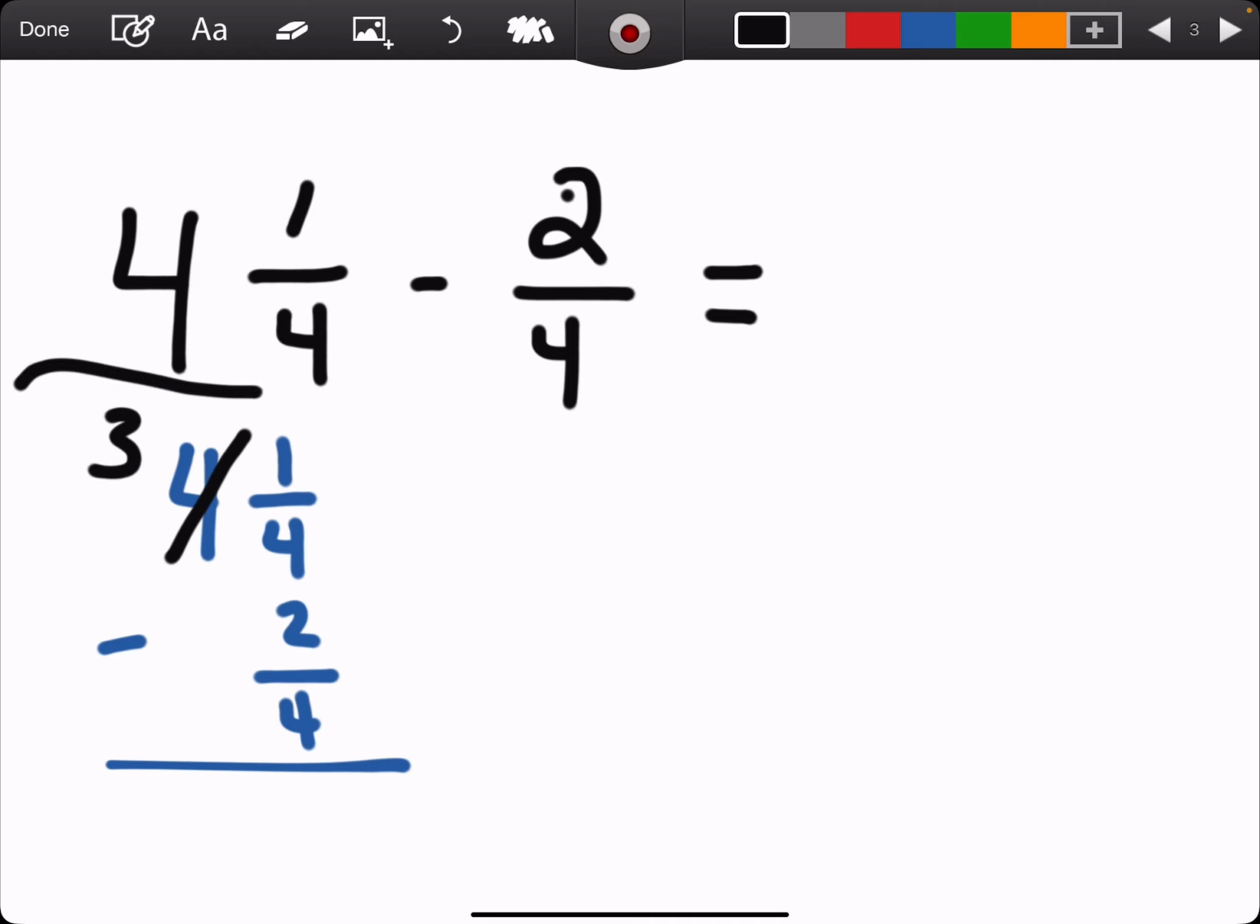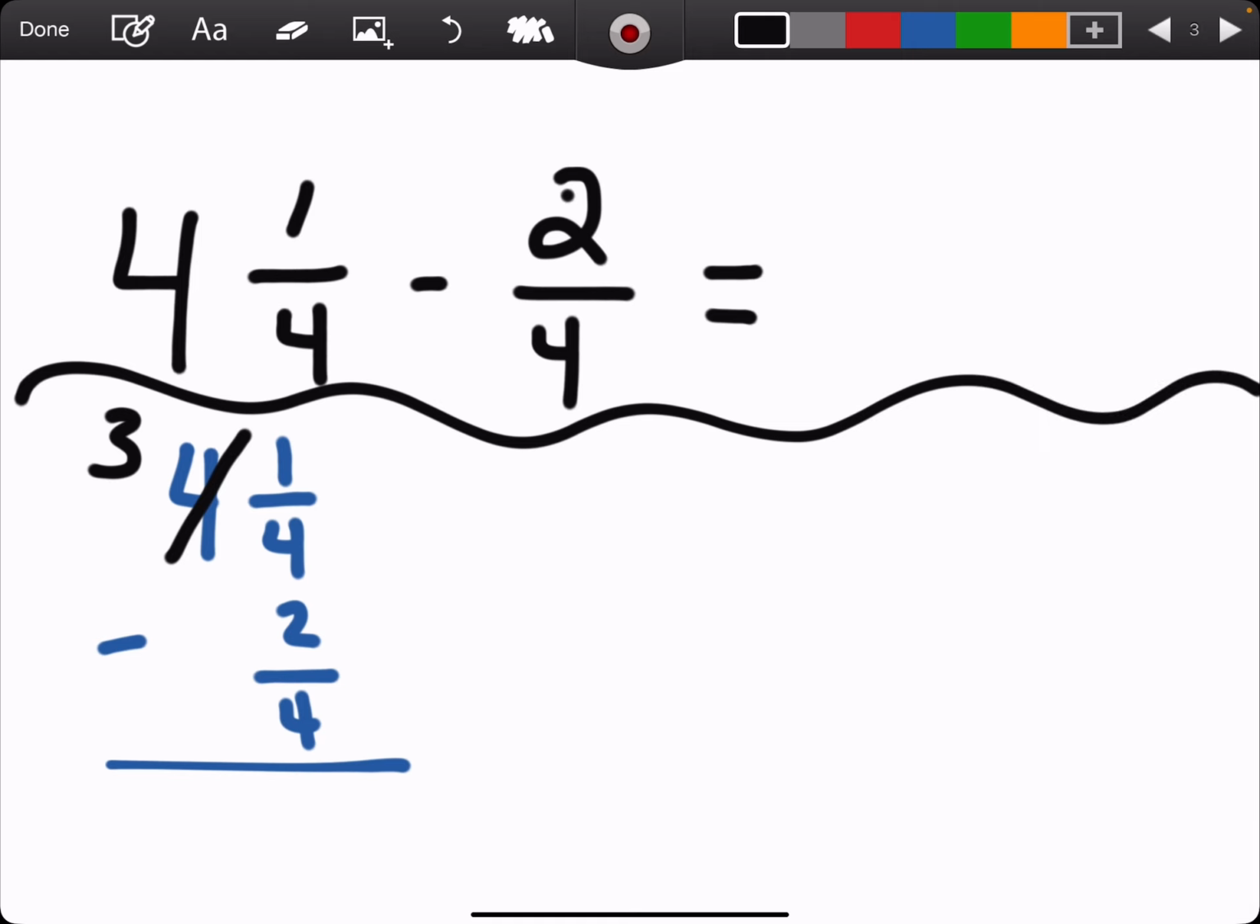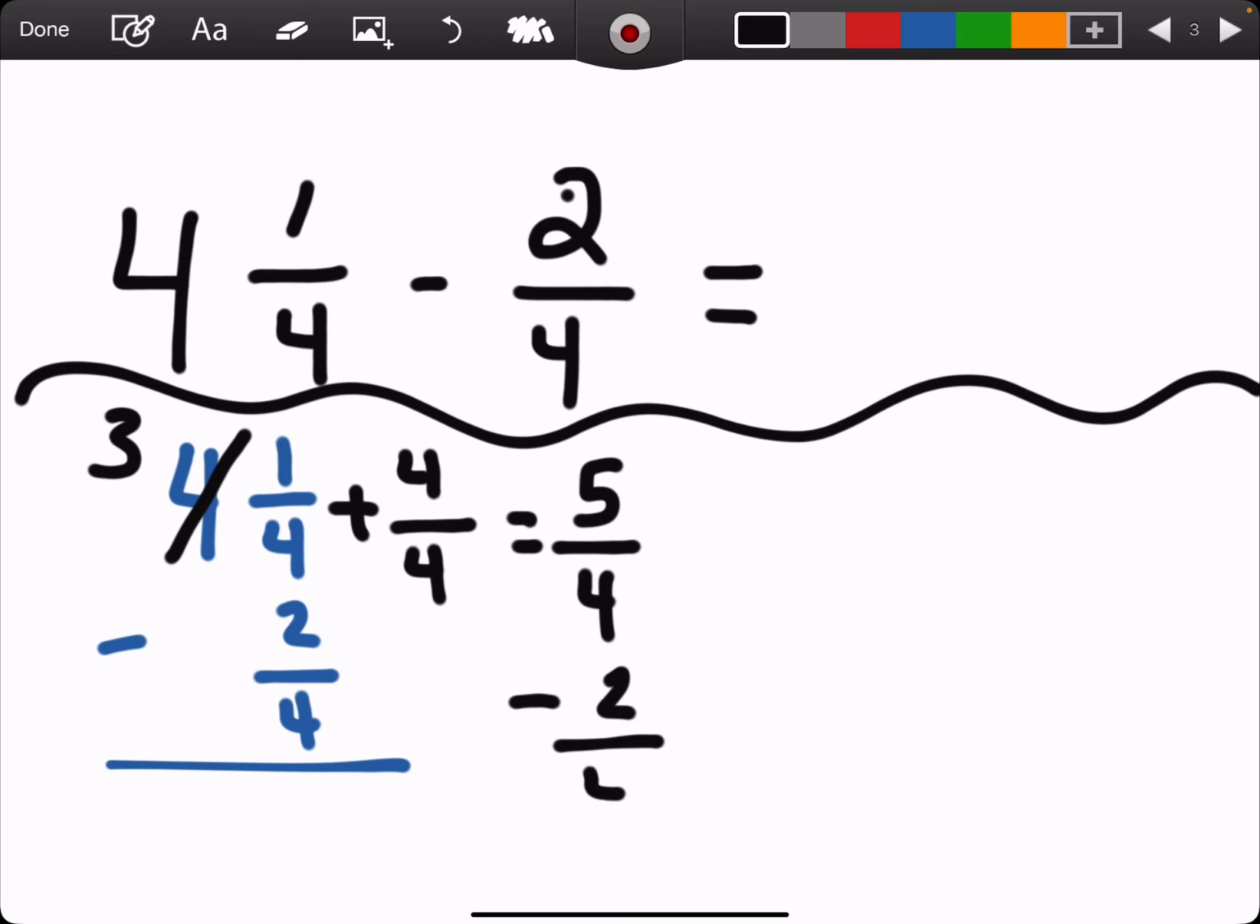All right, because this is my problem right in here. So I'm going to do this. Now, since I crossed off the 4 wholes and made it 3 wholes, 1 whole is going next door. Well, I had 1/4, and the key is my denominator. And since my denominator is 4, I know that 4/4 equals a whole. So I'm going to add my 4/4 to my 1/4 and get 5/4. So now I have my 5/4 minus my 2/4.